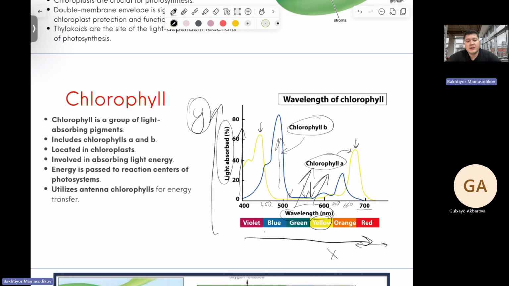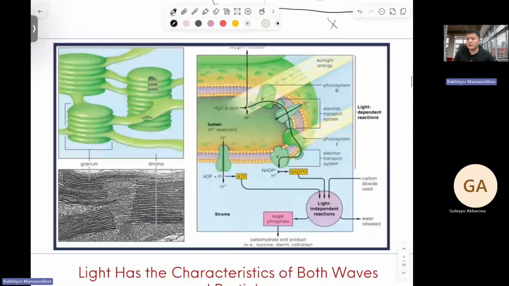And chlorophyll is like a solar panel. It captures the sunlight and sends electricity to the house. It's like sending the energy to the photosystems. The photosystem is like a house, and the energy looks like electricity. So those chlorophylls look like a solar panel, and that electricity powers everything inside. Okay, so here, let's take a closer look.